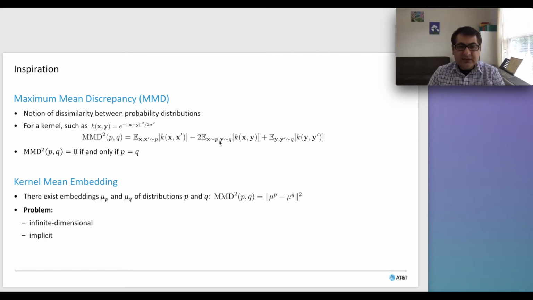If you look at this a little bit, it's kind of clear that if P and Q are equal, then the MMD would be 0. It turns out that the opposite is also true. If MMD is 0, then for a very large class of probability distributions, it would be true that P equals Q. A very important property of maximum mean discrepancy is that there's an embedding of probability distributions where the Euclidean distance in the embedding space equals the maximum mean discrepancy between those probability distributions. The problem with this embedding is that it's infinite dimensional, and there's no explicit formula for the embedding itself.